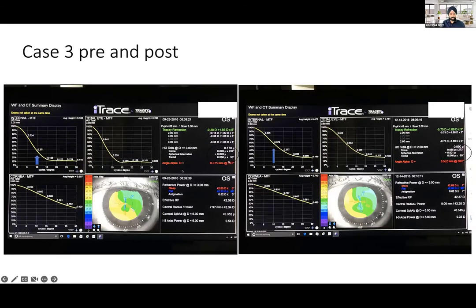Here's another patient as well. Here's another case, case 3. Again, same idea. On the left is the MTF curve, not as bad as the other one here, but 40% versus should be about 60% there. So slightly decreased. You can see again the breakdown of the higher order aberrations.